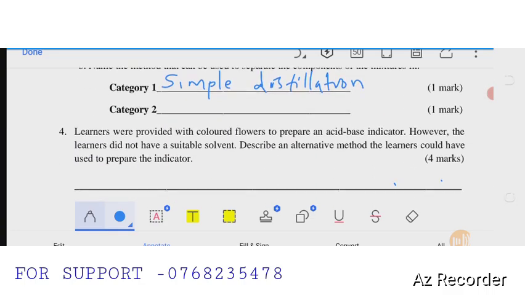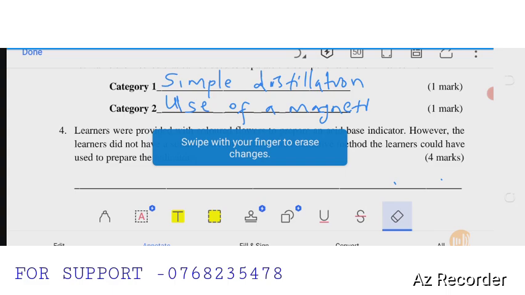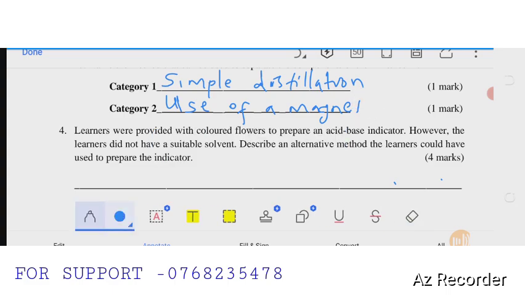Category 2 is a mixture of sand and iron filings. So what method can they use? Remember, the two are solid mixtures, and what will guide us is iron filings. Remember, iron filings are magnetic materials, so we can basically use a magnet. So the method is use of a magnet as a method of separating mixture. Use of a magnet. So we'll continue.